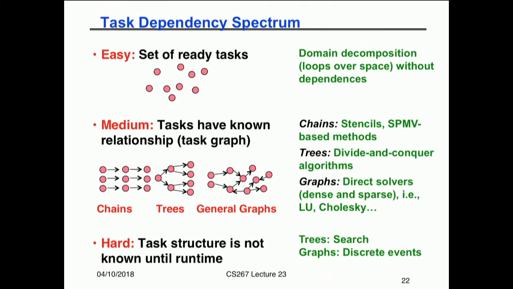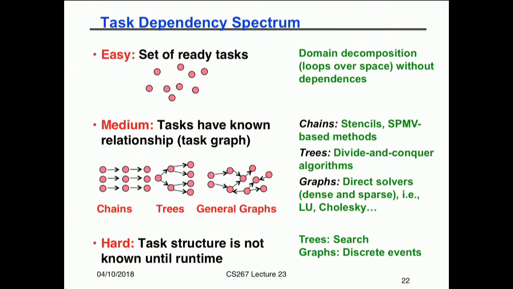There may be a separate phase after a barrier where you have another set of independent tasks that can be run at any time. They may or may not have some data that has to be communicated between them. So the second hardest case is where there are some dependencies between the tasks, but you may know in advance what the structure of the task graph looks like. So for example, you could have chains.